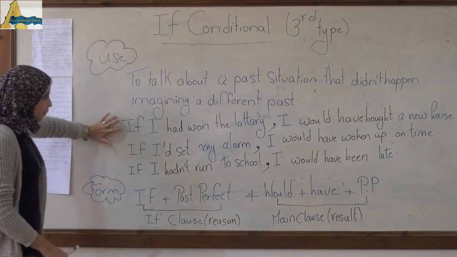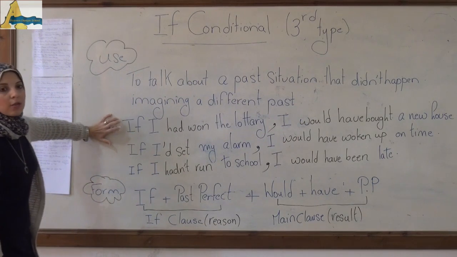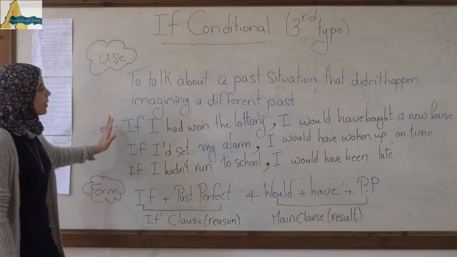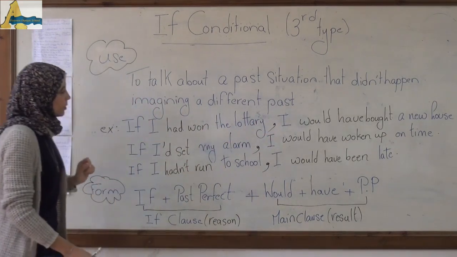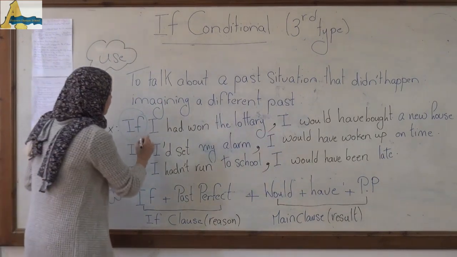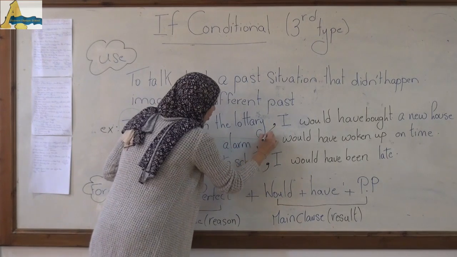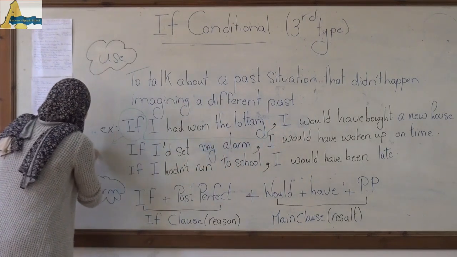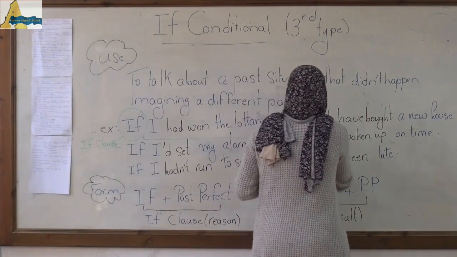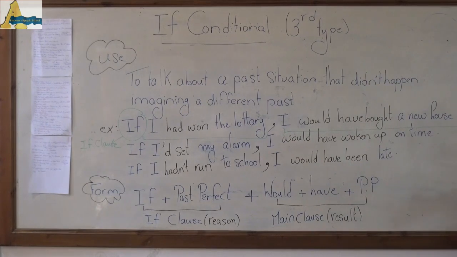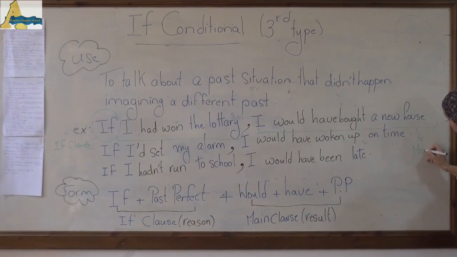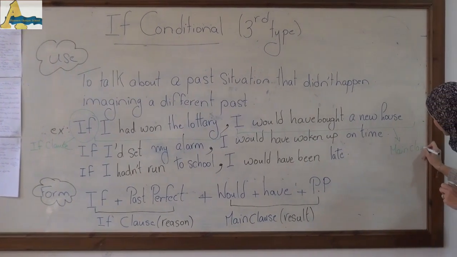Look at this sentence. This sentence has got two parts. We call a part a clause. So it's divided into two parts. The first part, starting with if, is called the if clause. This part until the comma is called the if clause. The second part, starting from I till the end of the sentence, I would have bought a new house, is called the main clause.